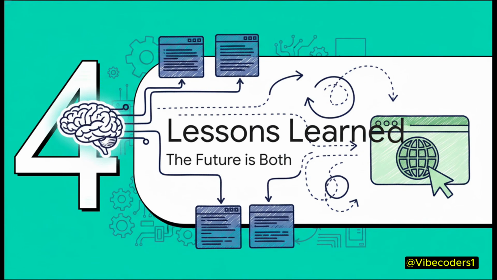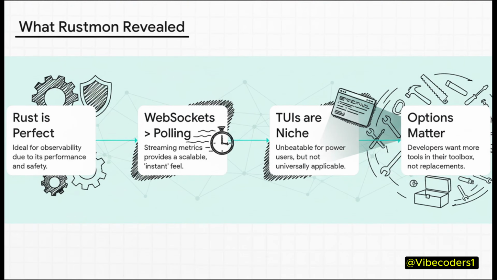So after all this, what did we actually learn? What does this whole experiment in bridging the gap really teach us about where system monitoring is headed? Well, it turns out building this thing uncovered some really key insights. First off, Rust performance and safety make it pretty much perfect for this kind of work. Second, using WebSockets instead of just polling over and over again is what gives a dashboard that live feel. Third, while TUIs are incredible, they're a specialized tool. They're not a universal solution. And finally, and this is the big one, developers want more options in their toolbox, not replacements for the tools they already know and love.